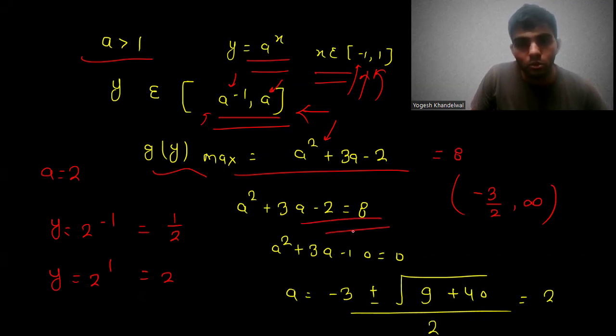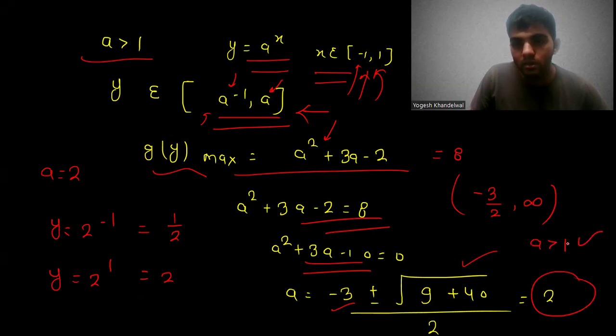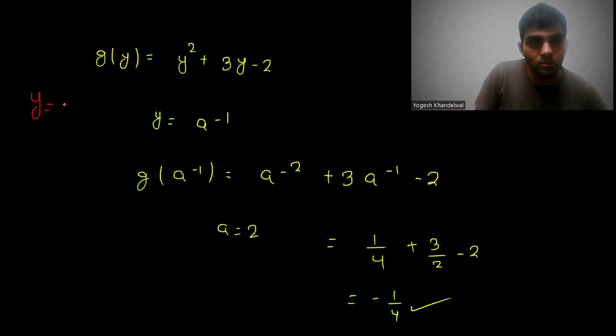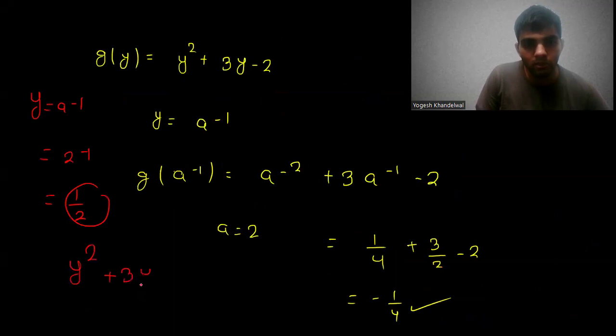So from here you solve this quadratic equation like this, (-b ± √(b² - 4ac)) / 2a. From here, the condition a greater than 1 is there, so you find the a value is equal to 2, like (-3 + 7)/2, so this will become 4/2, and this is 2. So the a value is coming 2. Then the minimum value happens when you put y = a^(-1), meaning y = 2^(-1), meaning y = half, and our function is y² + 3y - 2.